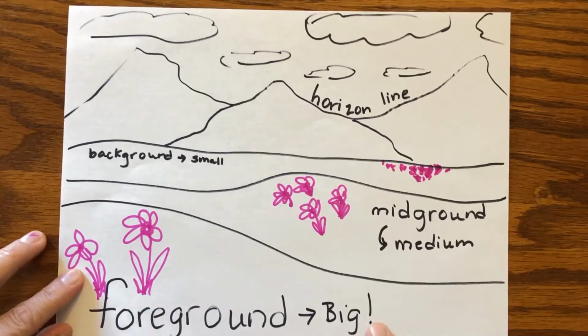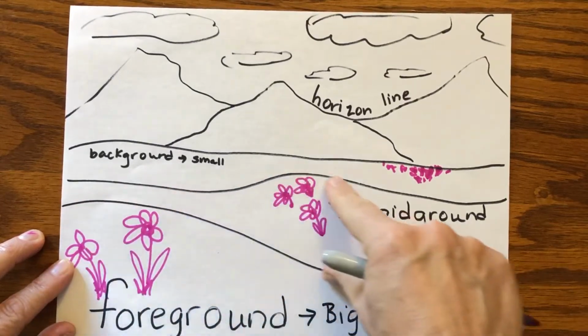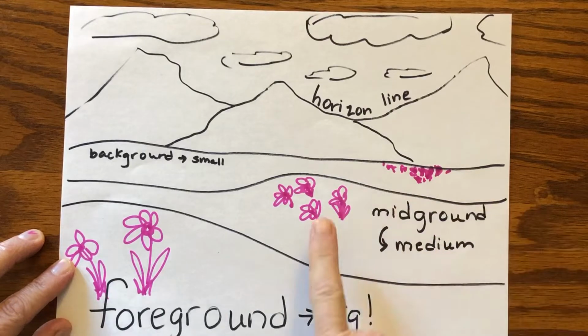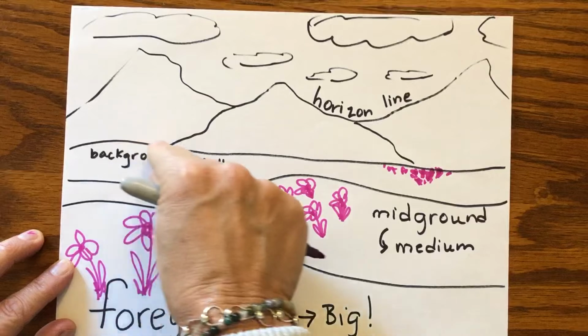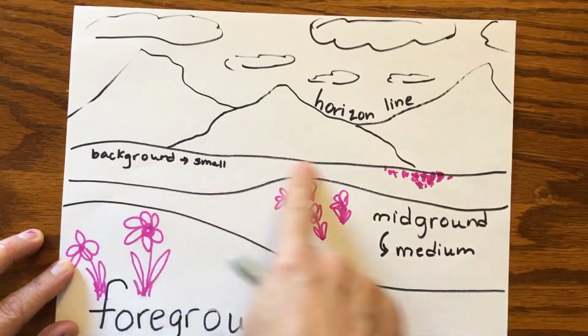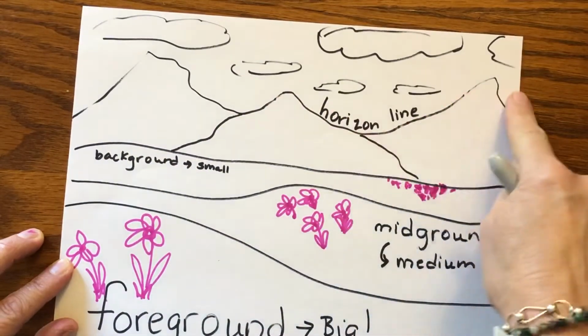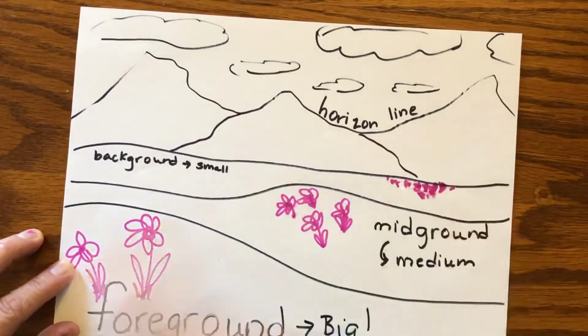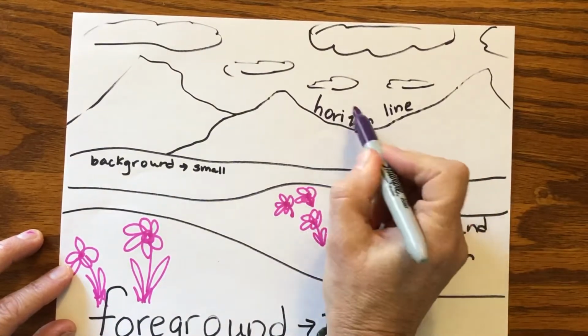So we have foreground, stuff is big, it makes it look close. Midground a little further away, and it's up the page a little bit. We make things a little smaller. And then background is way up here. We make things really small. And then if you want to add other things to your background after, you can add things like mountains or things like that. And then the one other thing we want to remember is our horizon line, right?